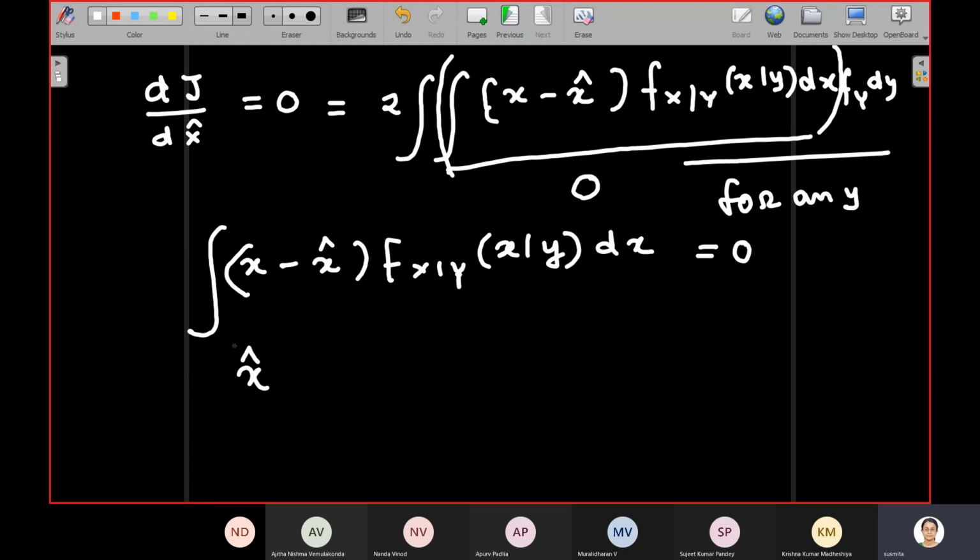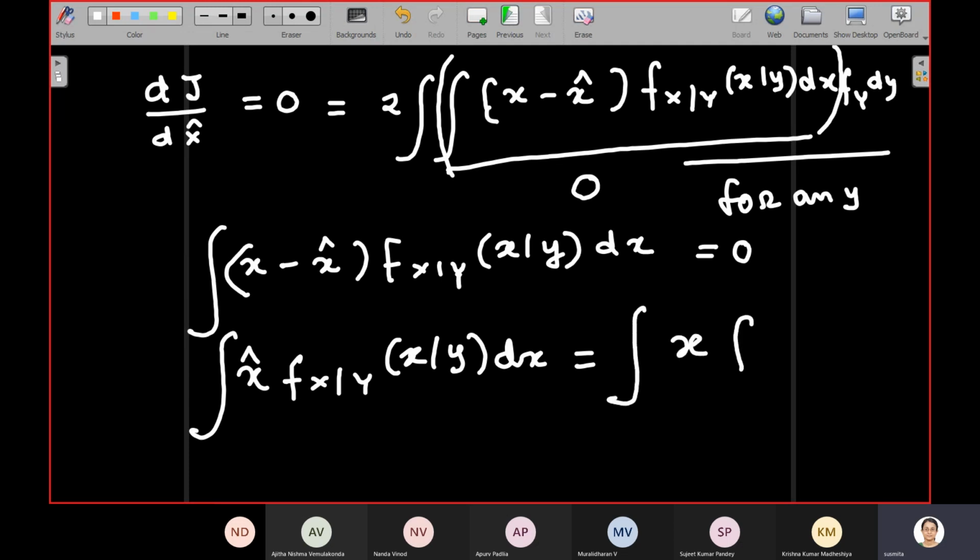So on the left side we have this. Now in this integration, y is treated as given, so x is the random variable. So what is the left side equal to? What can we write about the left side? If y is given, and we are doing the integration with respect to x, what can we write about the left side?